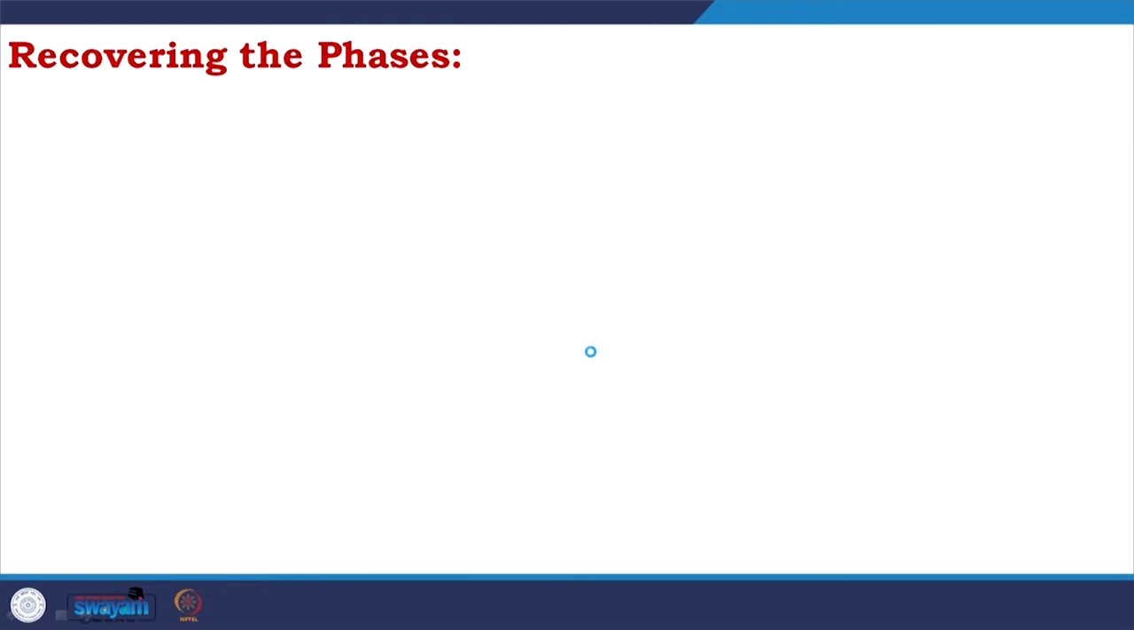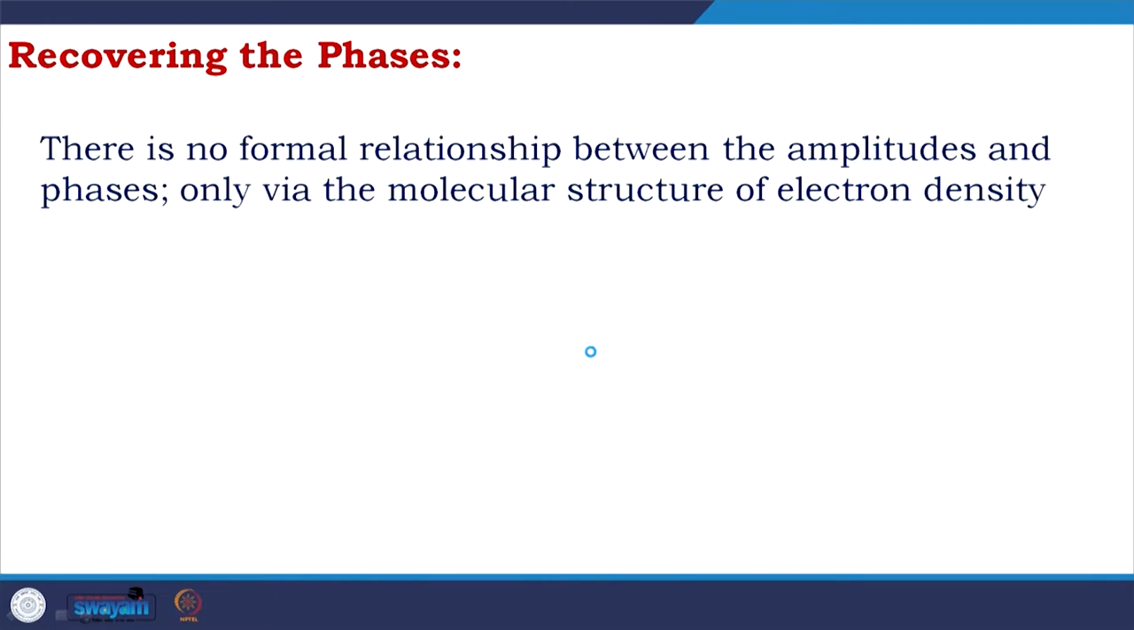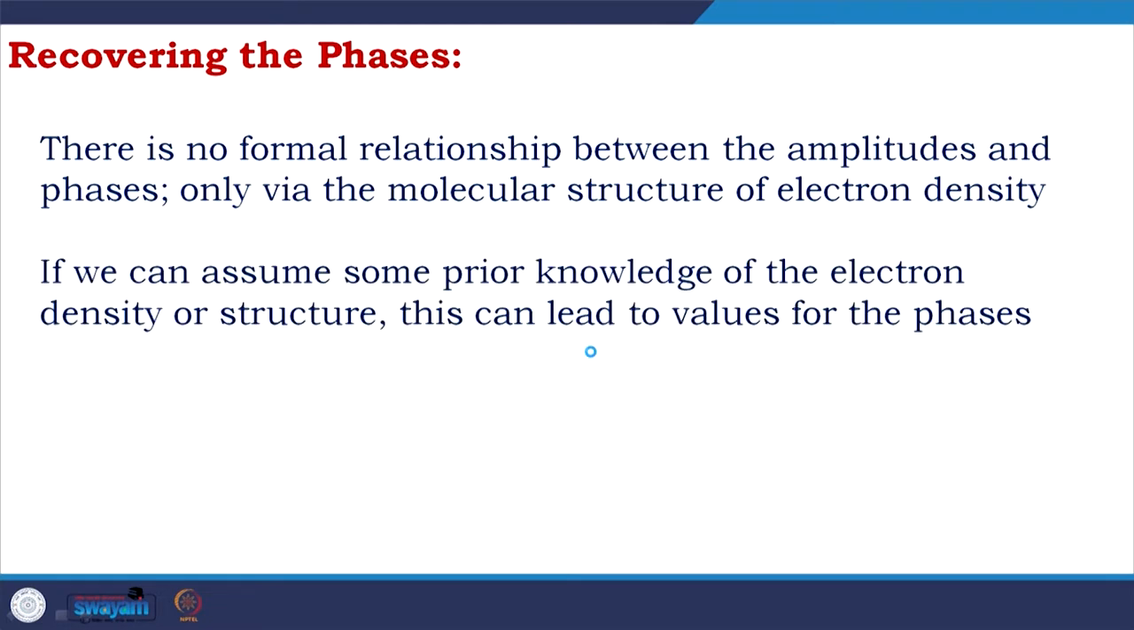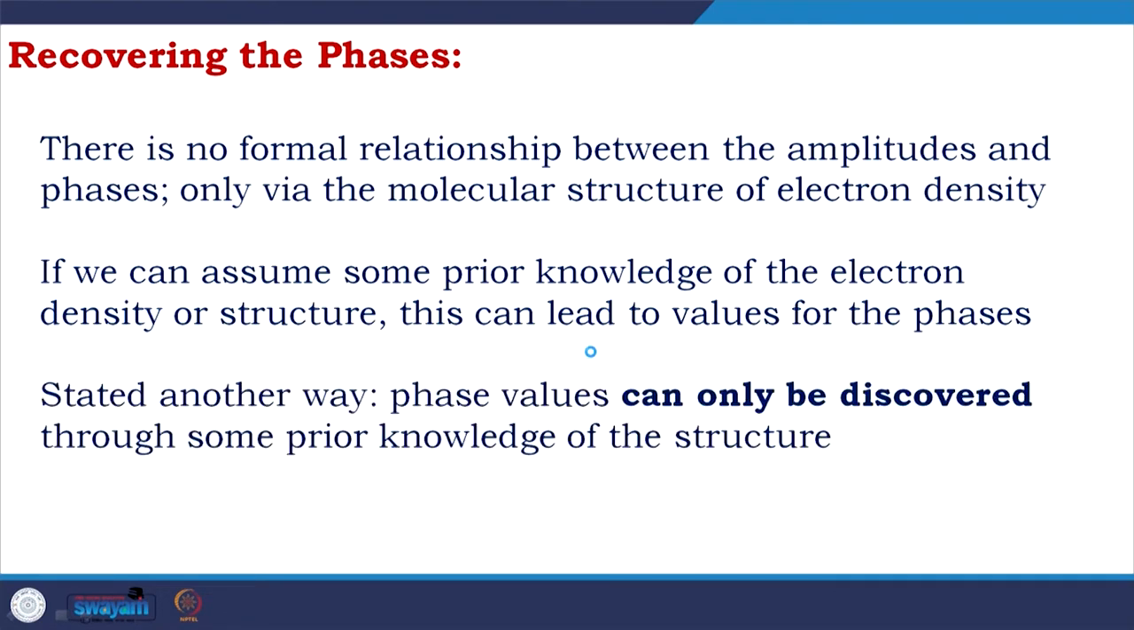As we are continuously talking about how to get the phase, how do we recover the phase? There is actually no formal relationship between the amplitude and the phases, but only via the molecular structure of the electron density. If we can assume some prior knowledge of the electron density or structure, this can lead to the values of the phases. So, phase values can only be discovered through some prior knowledge of the structure. We have discussed this, but just to put it in context, if it is a small molecule and you know the chemistry, then it is easy. But for protein, it is a complex molecule, so it is not easy.